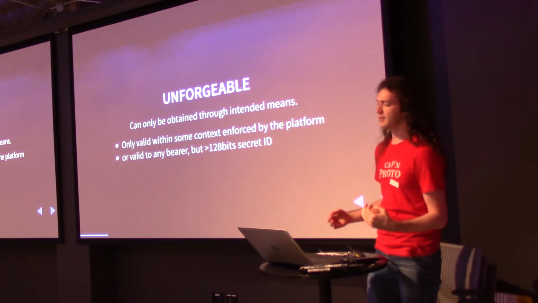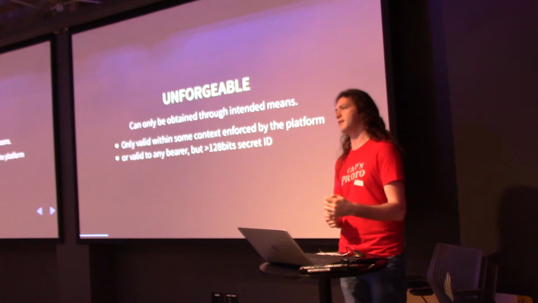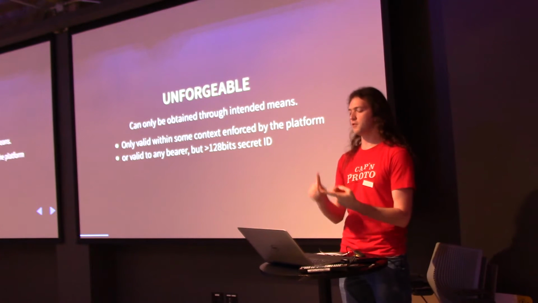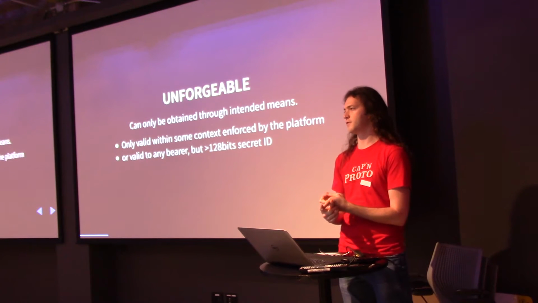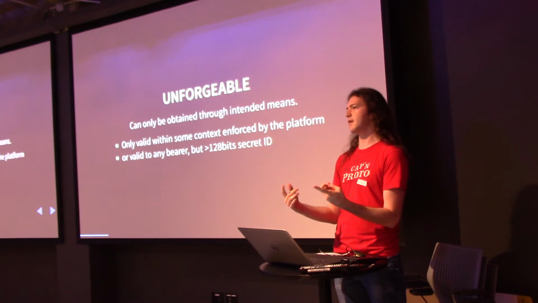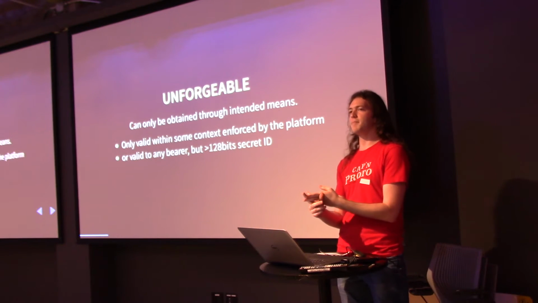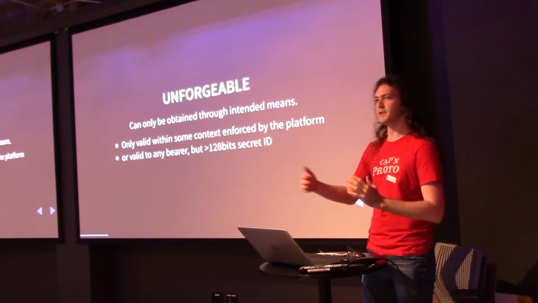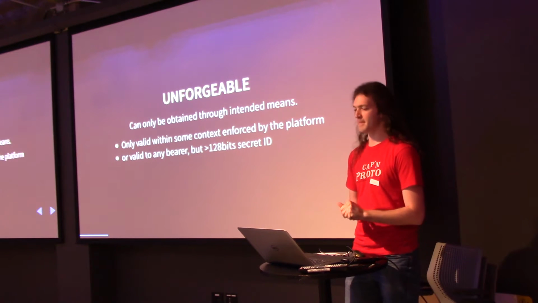So, unforgeable. The unforgeable aspect of a capability means that you can only obtain one through the system's intended means. So it could be something where you're running on top of some sort of platform which guarantees the validity and is responsible for interpreting whatever this capability is. Or it could be something which is valid to any bearer, but unforgeable by property of having so much entropy that you would be unable to reproduce it before the heat death of the universe.